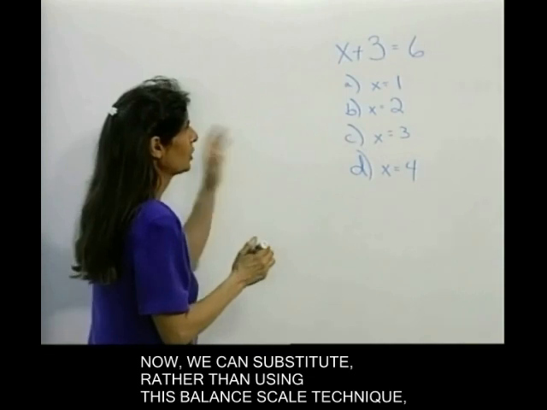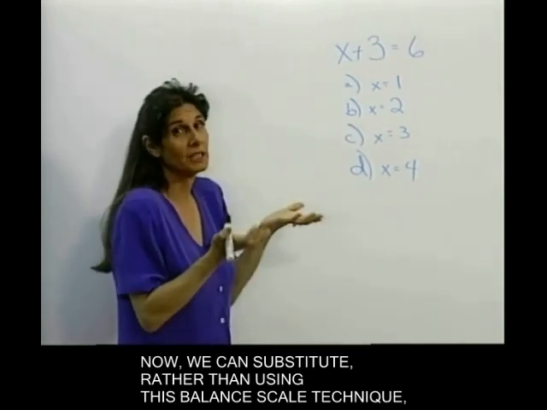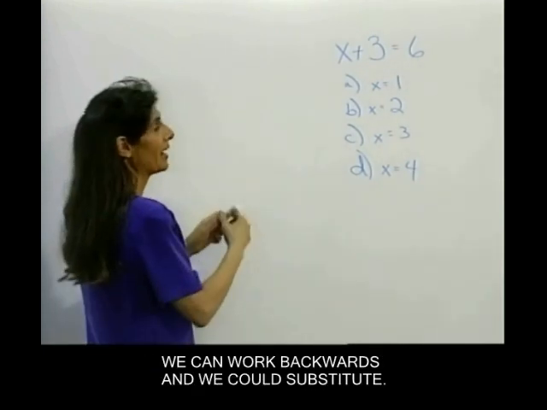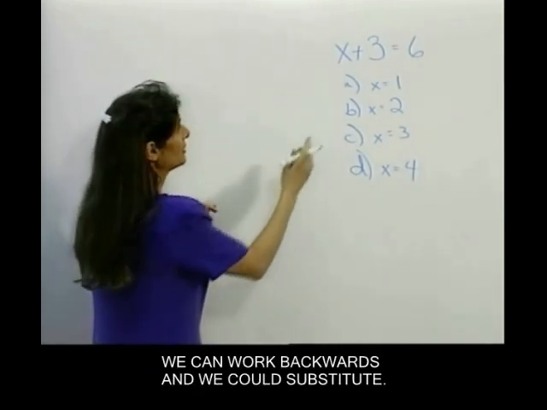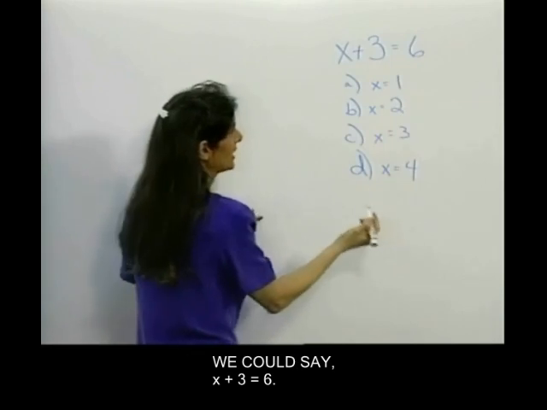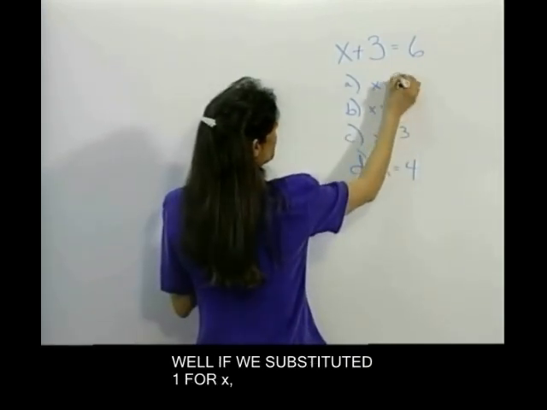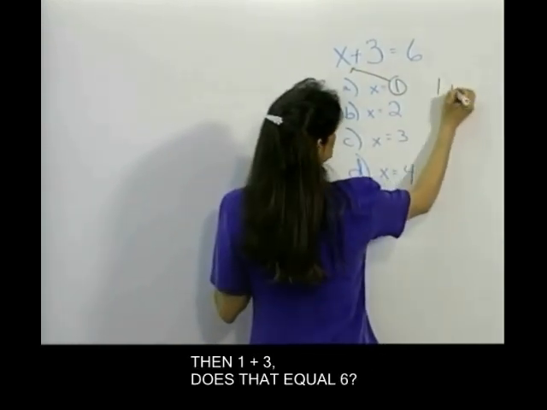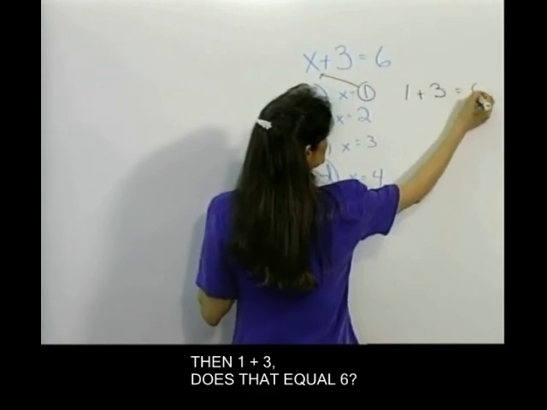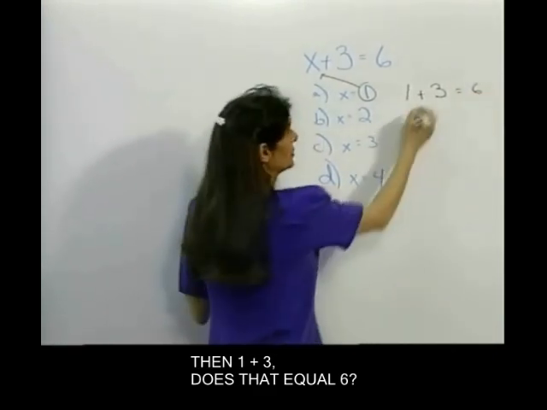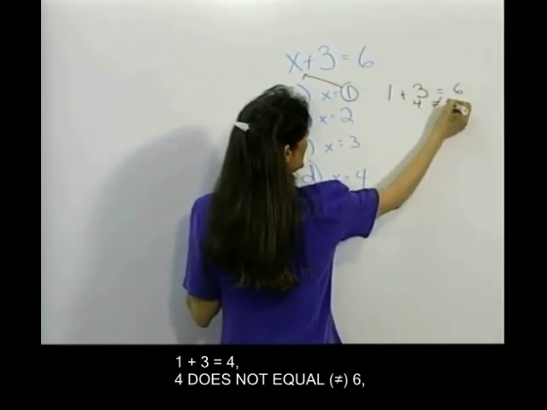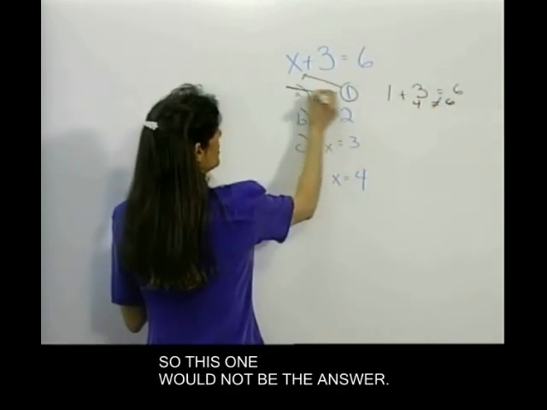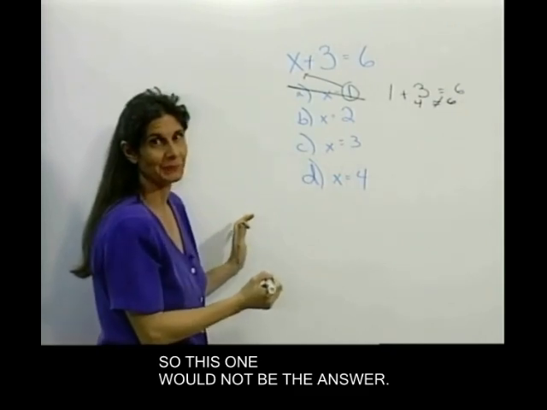Now, we can substitute. Rather than using this balance scale technique, we can work backwards and substitute. We could say x plus 3 equals 6. Well, if we substituted 1 for x, then 1 plus 3, does that equal 6? 1 plus 3 is 4. 4 does not equal 6. So this one would not be the answer.